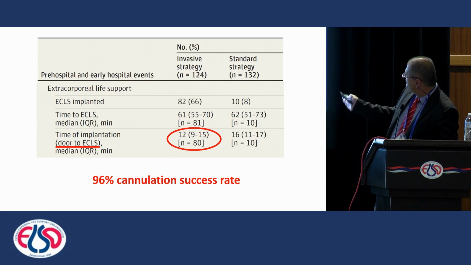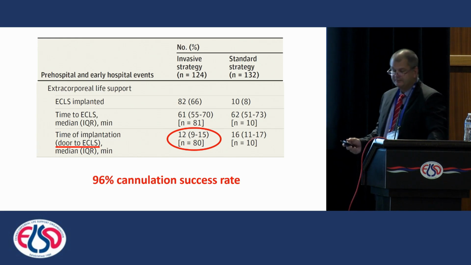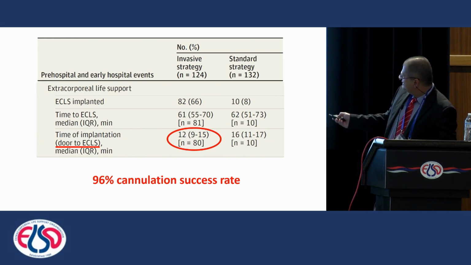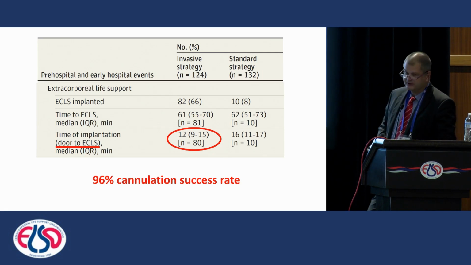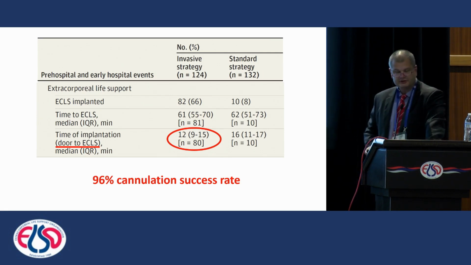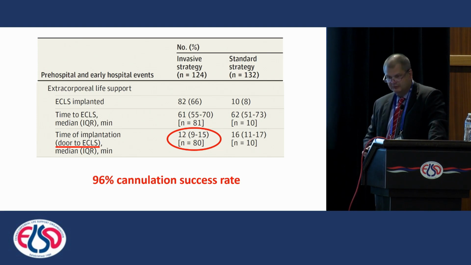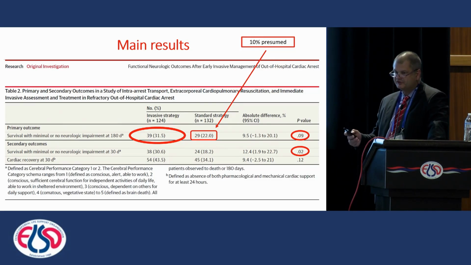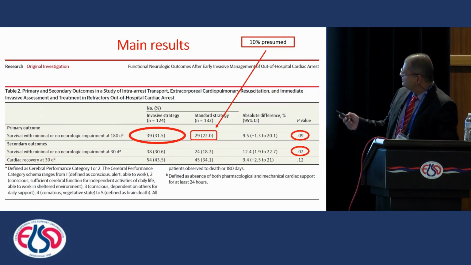And concerning cannulation and ECLS, you see 66% at the end received ECLS in the invasive strategy arm. 10 patients received ECLS in the standard arm. Those were those who crossed over from standard to invasive, but were evaluated as standard. And we had 12 minutes cannulation time on average, and we counted the cannulation time from crossing the door of the cath lab to running ECMO. And these are the main results, which need some explanation.